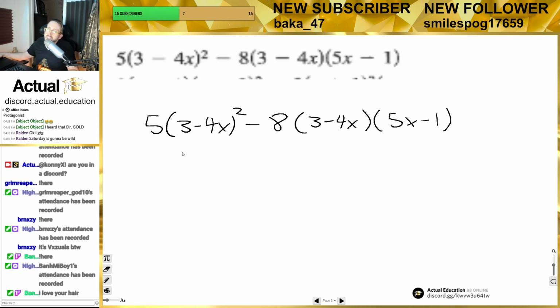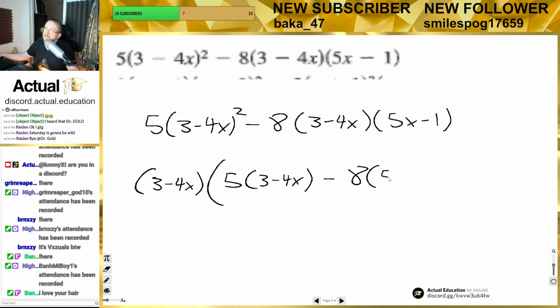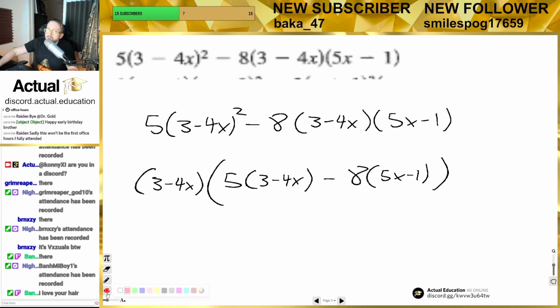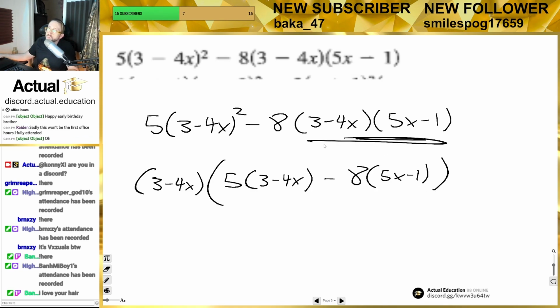Can we take that out? Yeah, you could. So we could take 3 minus 4x out, and then we're going to be left with 5, 3 minus 4x, and then minus 8, and then parentheses 5x minus 1. Correct. Philip did have a good realization here, which is that because you have a 3x minus 4 squared and a 3x minus 4 squared, you can pull this out into here. Exactly. And that's nice because luckily, these are pretty easy to just multiply through. Doing this the other way would be a huge pain, right?